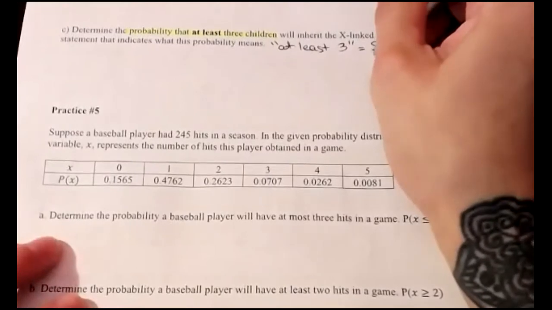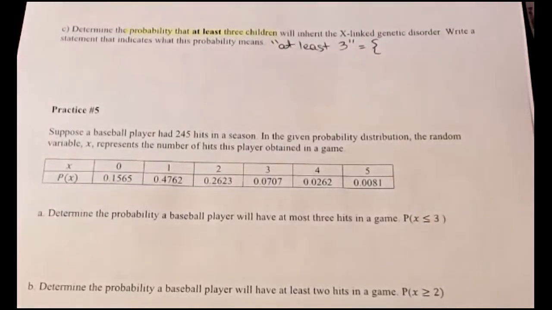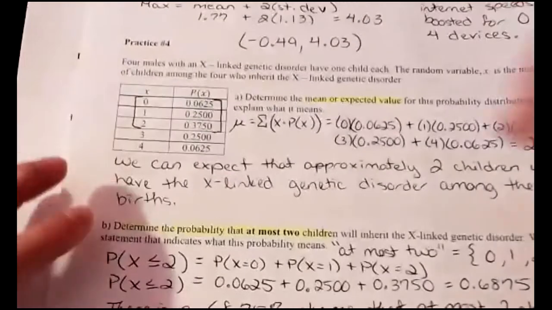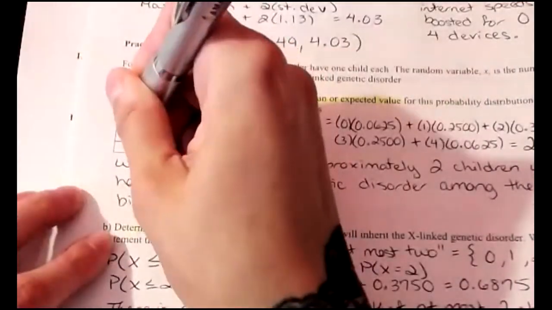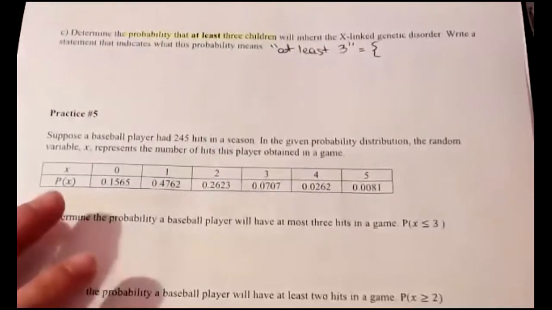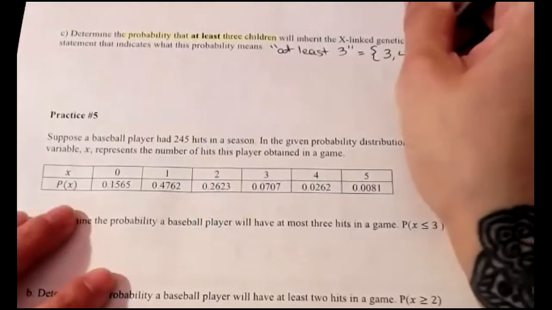In this case, it's not like we're going 3, 4, 5, 6, 7, 8, 9, 10. If you look at the previous page, you'll see that we only have up to 4. So we want 3 or more. So we're looking at these 2 rows this time. I'm going to write that down. At least 3 means 3 children or 4 children.